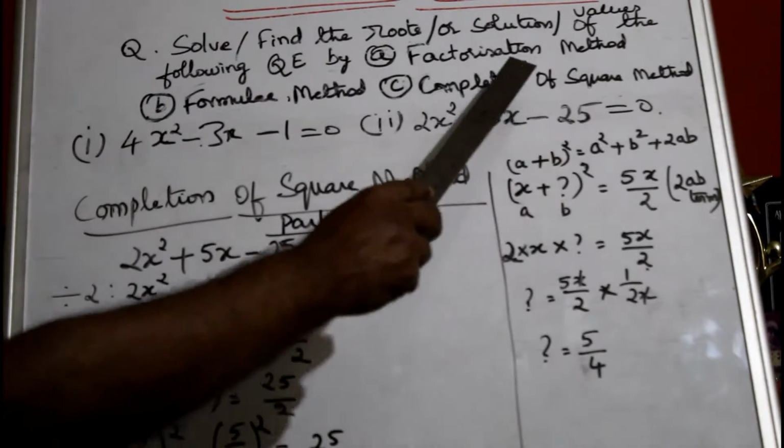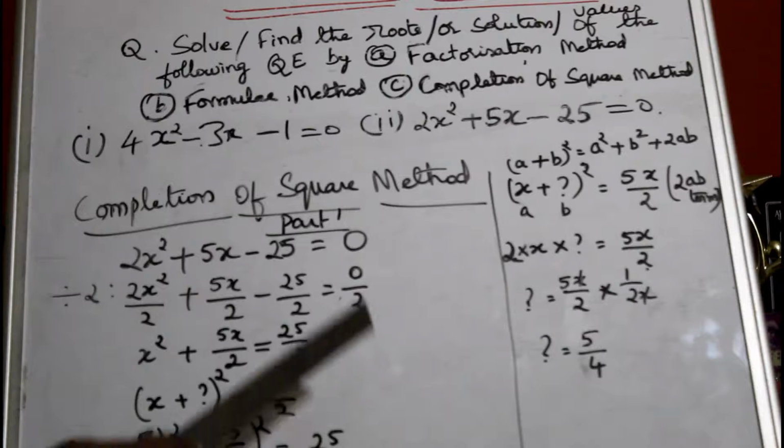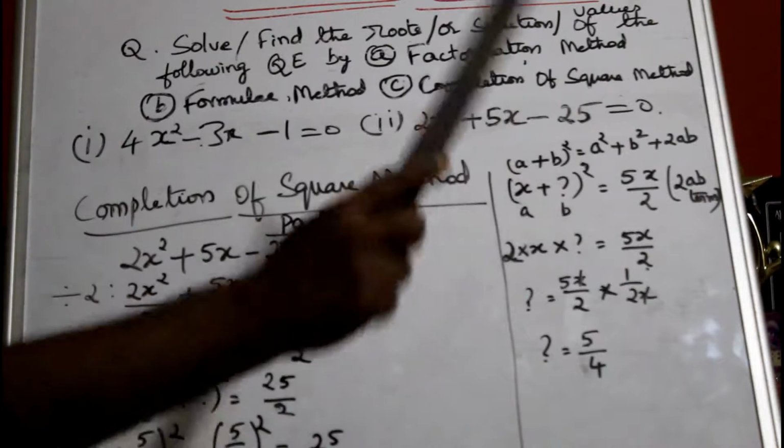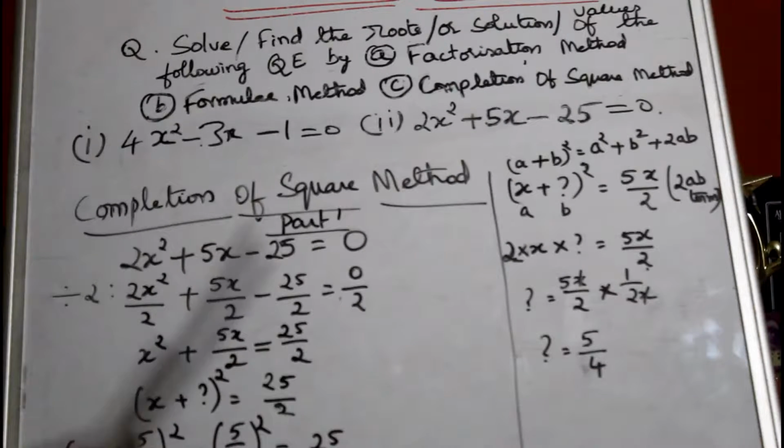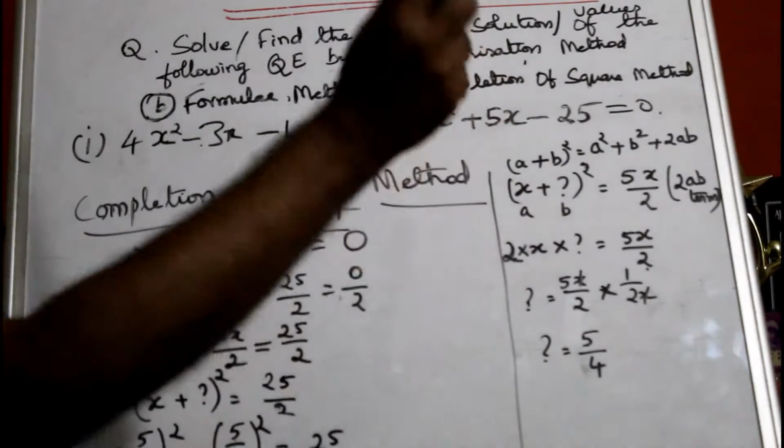Third method is called completion of square method. I told you several times already when you did this kind of sums. This is the very toughest method. So don't try this method unless they ask in an exam or a test. Do by completion of square method.